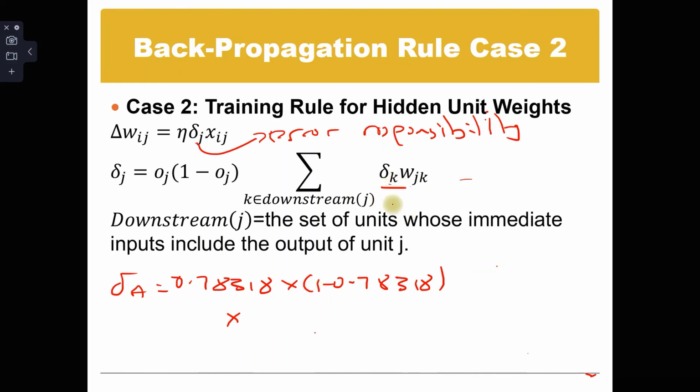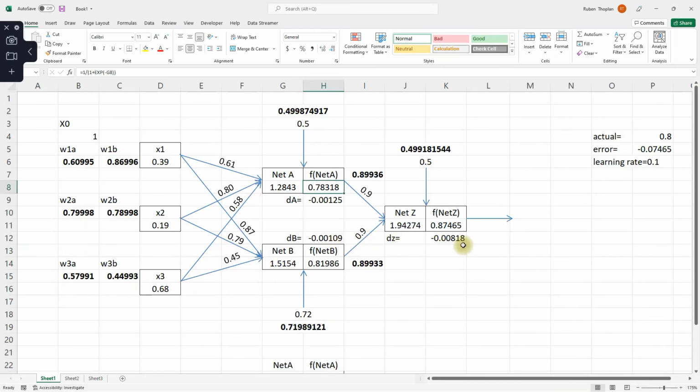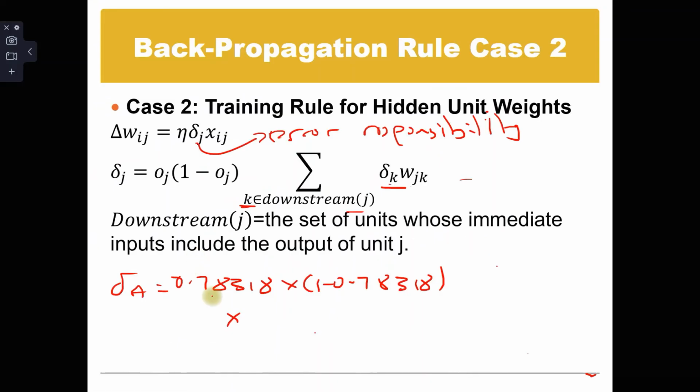As I said to you, if you had more than one node, you would have to add the two nodes' error responsibilities times the weight. But in this particular context, you have only one node downstream, so there is no sum. What is K downstream? The K downstream is the node that you have downstream of A, which is Z, delta Z. And what is delta Z? Delta Z has already been computed earlier, which is negative 0.00818. So you are multiplying by delta Z times WAZ.